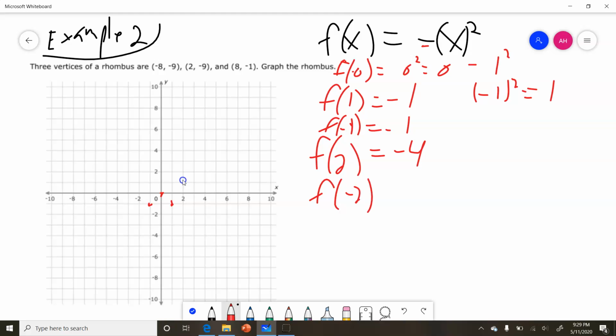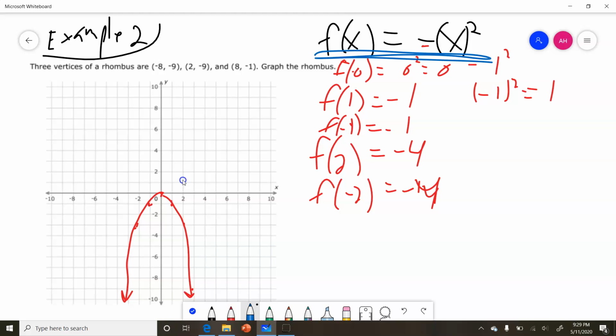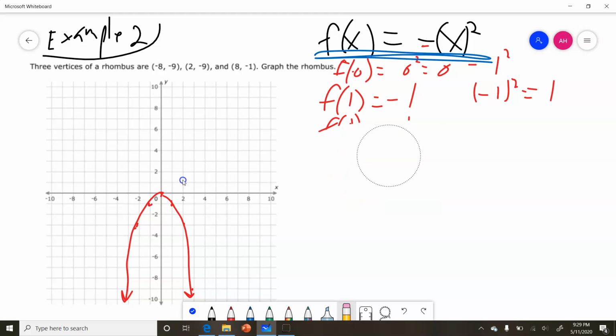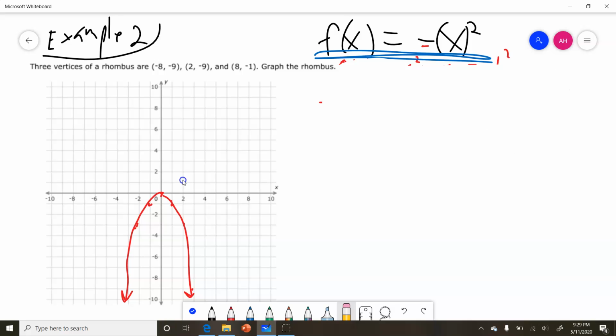F of negative 2 is also going to be negative 4, right? It's a pattern. So I come down here, and then I come down here to negative 9, negative 9, and there is my arc, okay? So that's for f of x equals negative x squared. Now, I'm going to erase this. If you needed that, go back and pause the video.